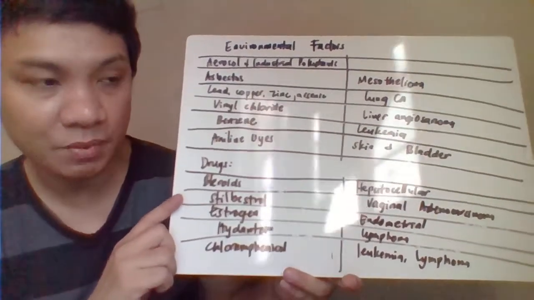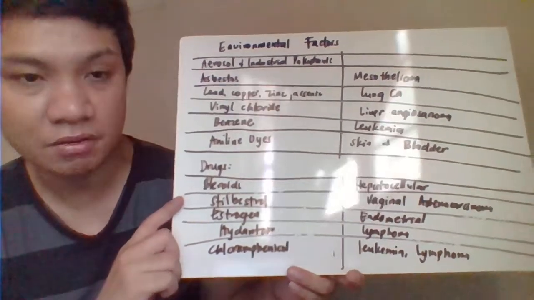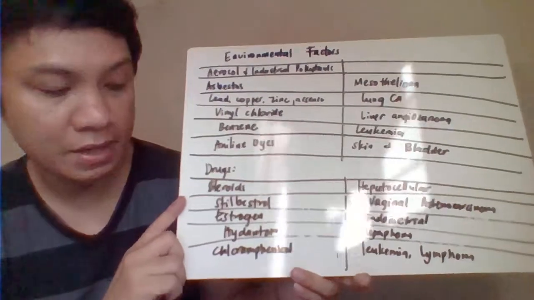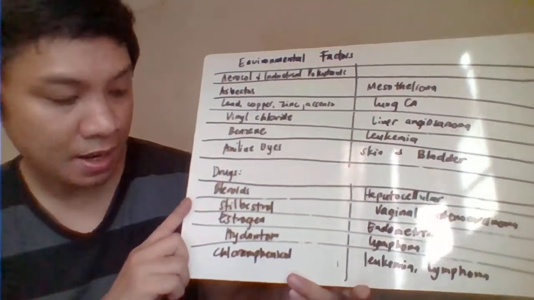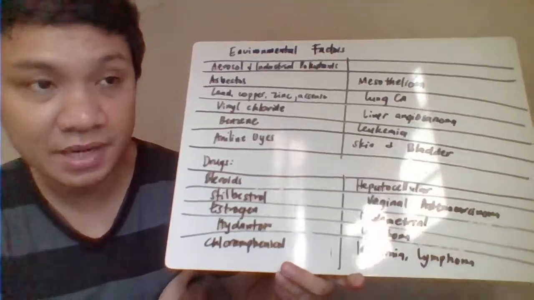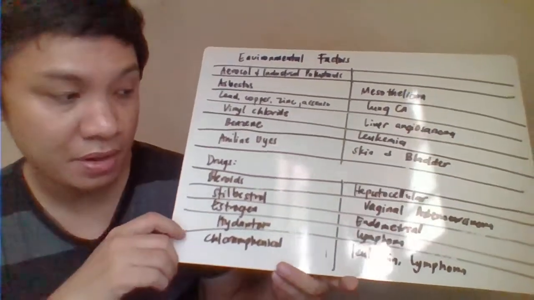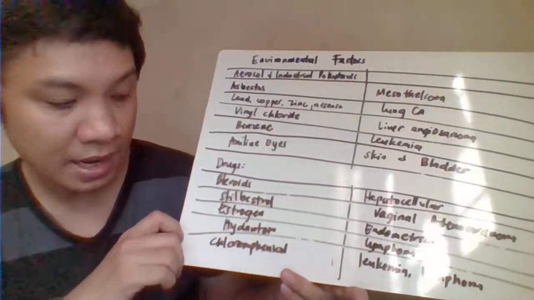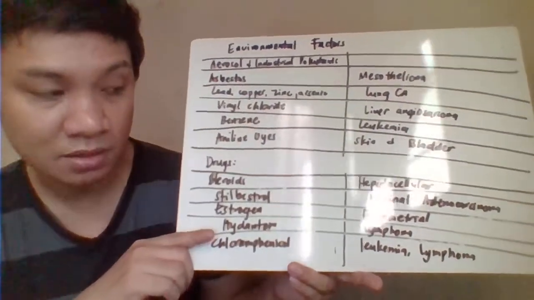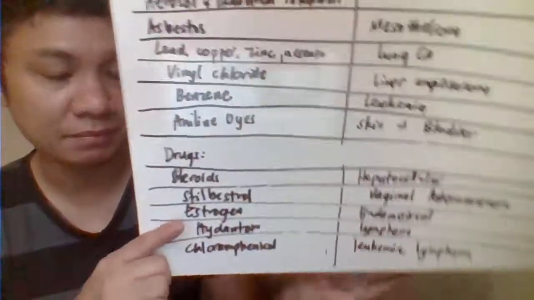For your drugs, we have your corticosteroids result here to your liver hepatoma. We have also your stilbestrol related here to vaginal carcinoma. We have also here your estrogen therapy for your endometrial cancer. Identifying for the lymphoma and chloramphenicol alkylating agents as well related to your leukemia and your lymphoma.